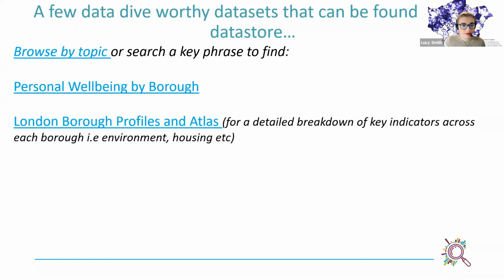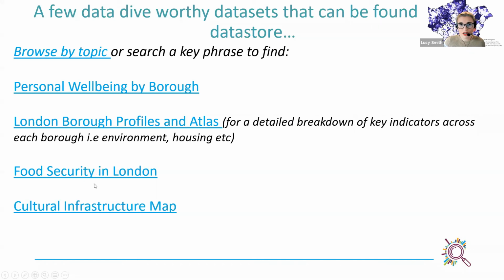London Borough Profiles and an atlas. This is another useful resource, which gives you a breakdown of key indicators across the borough. So say you've got something in the IMD like living environment, for example, and you wonder, what does that really mean? The atlas will break down those stats for you, so it will give you details about the environment or housing in that area. Food security, somebody was saying they were looking into food security. This is a good data set.